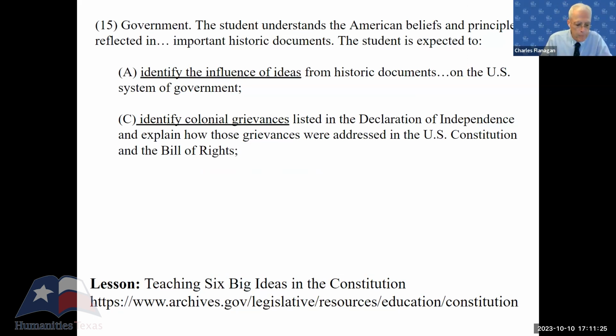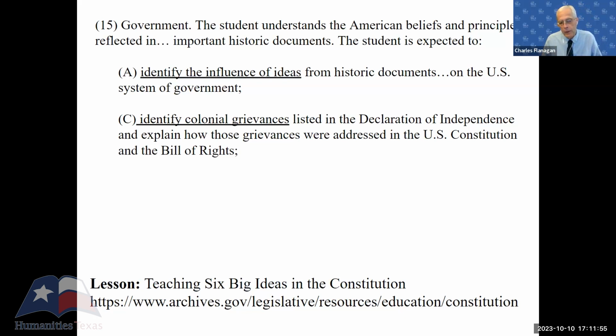But the second part of that point, well, the third part, point C, the student is expected to identify colonial grievances listed in the Declaration of Independence and explain how these grievances were addressed in the U.S. Constitution and the Bill of Rights. Well, that's a tall order, especially for kids who are maybe in middle school. So we made a lesson to make studying the Constitution kid-friendly.